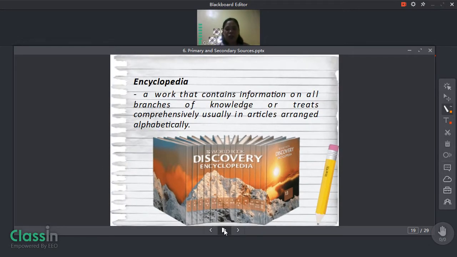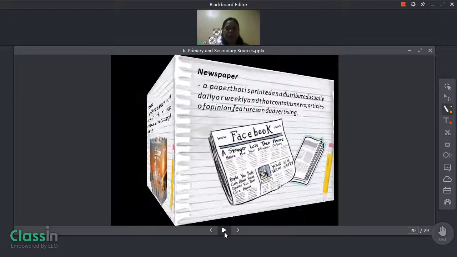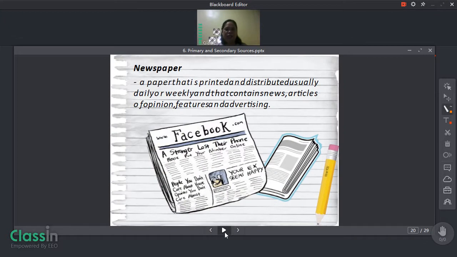It contains information on all branches of knowledge, and those details are coming from different people, compiled to become an encyclopedia. And same with the newspaper. Obviously, we cannot consider a newspaper as primary. Why? Because the news there are contributed by different people. There are lots of contributors of the news in the newspapers.